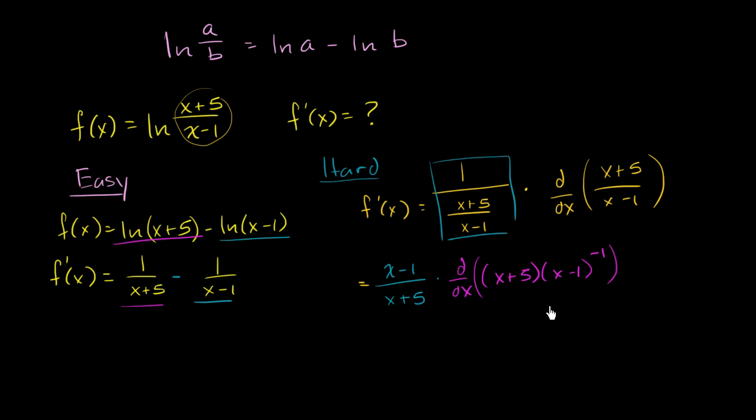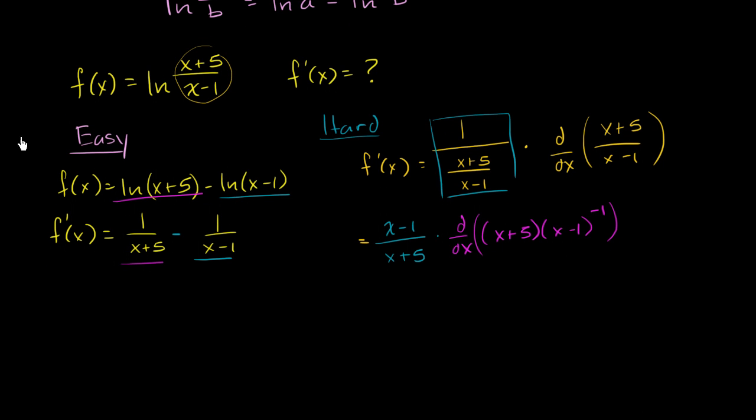And I like to write it that way because I always forget the whole quotient rule thing, but I remember the product rule. So this thing, let me just rewrite it. Then I think you already appreciate why this is the hard way. So let me write this. This is x minus 1 over x plus 5 times, so let's apply the product rule. Derivative of x plus 5, well, that's just 1 times the second term, x minus 1 to the negative 1. So that's 1 over x minus 1.